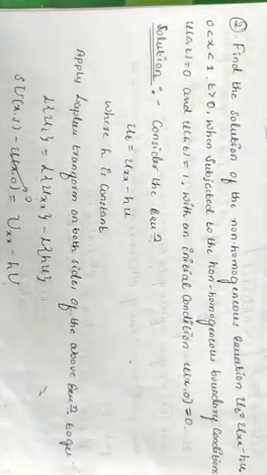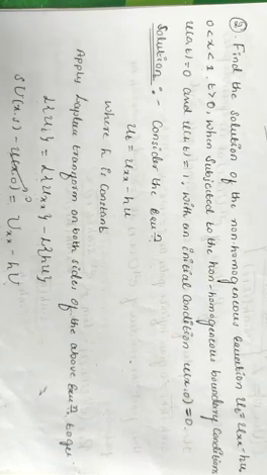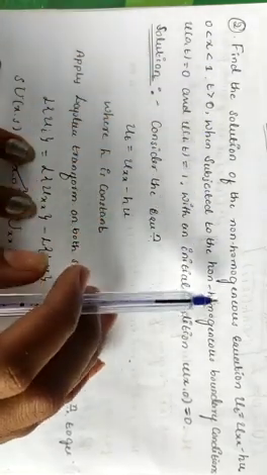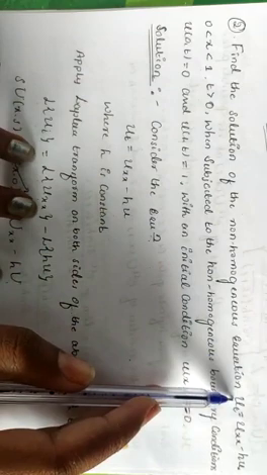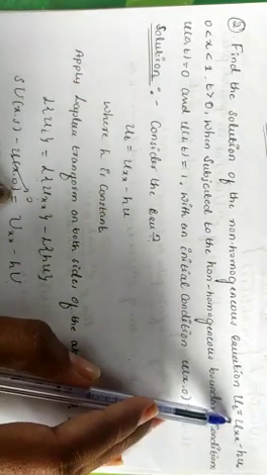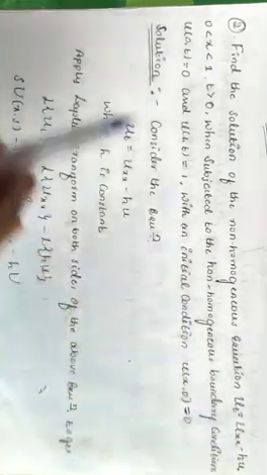Good morning everyone. In this class I am going to solve another problem of a parabolic equation by using the Laplace transformation technique. The problem is to find the solution of the non-homogeneous equation ∂u/∂t = ∂²u/∂x² − h u.